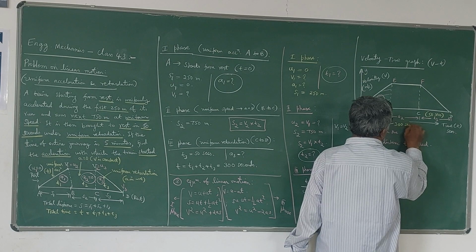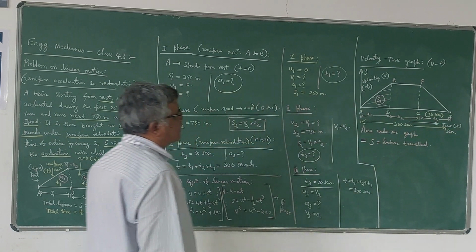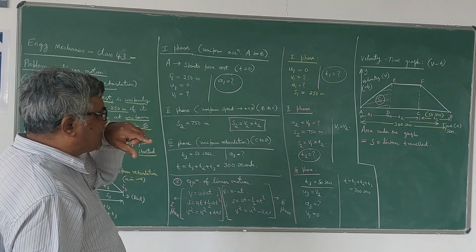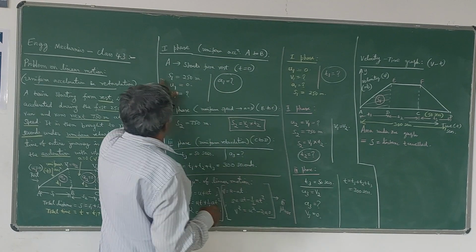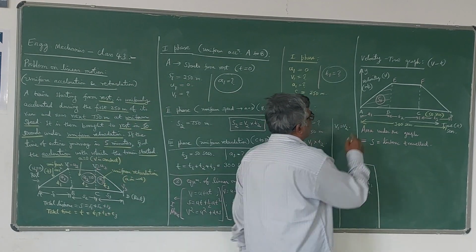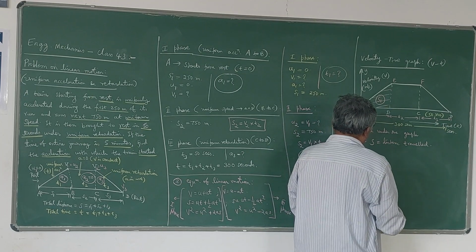So we have to note down what is given along the phases. Total time is from A to B. For the third phase he has given 50 seconds. T1, T2 are not known. S1 he has given. Please note that S1 is 250 meters. That means the area of this he has given. So now I will go one by one.